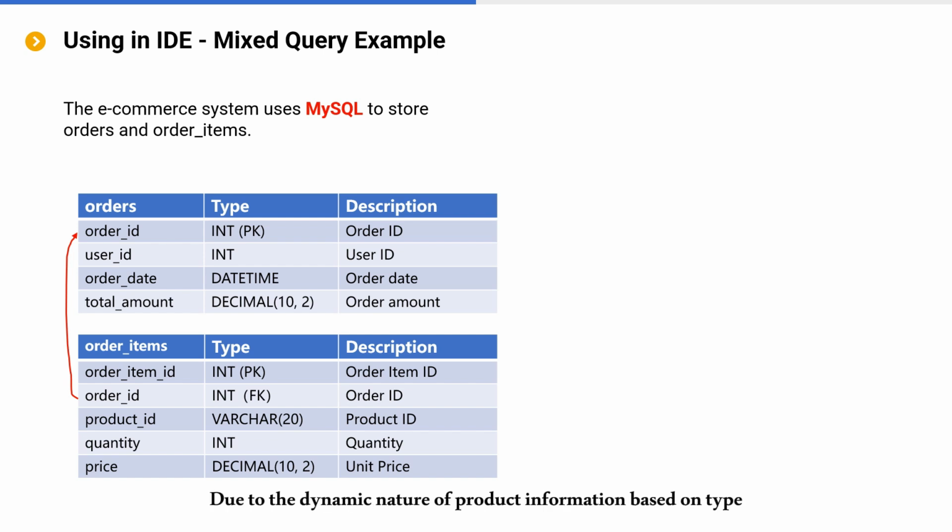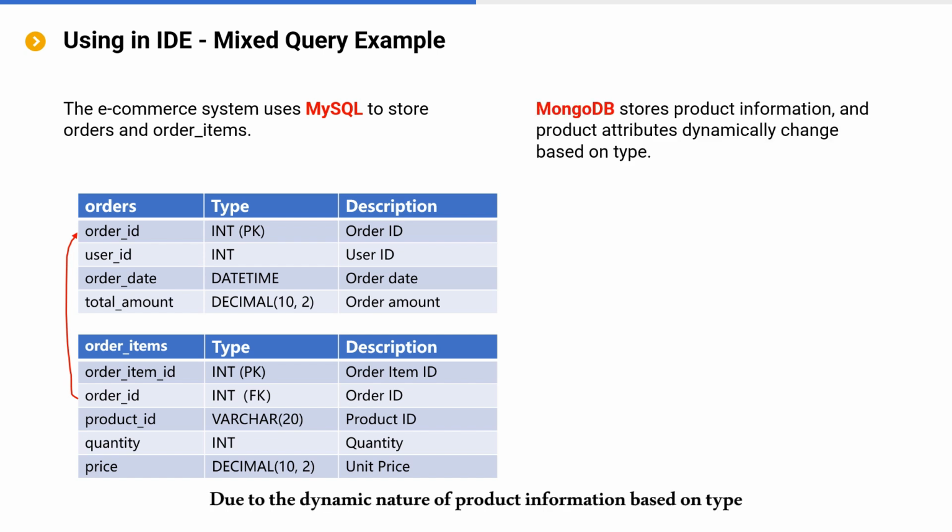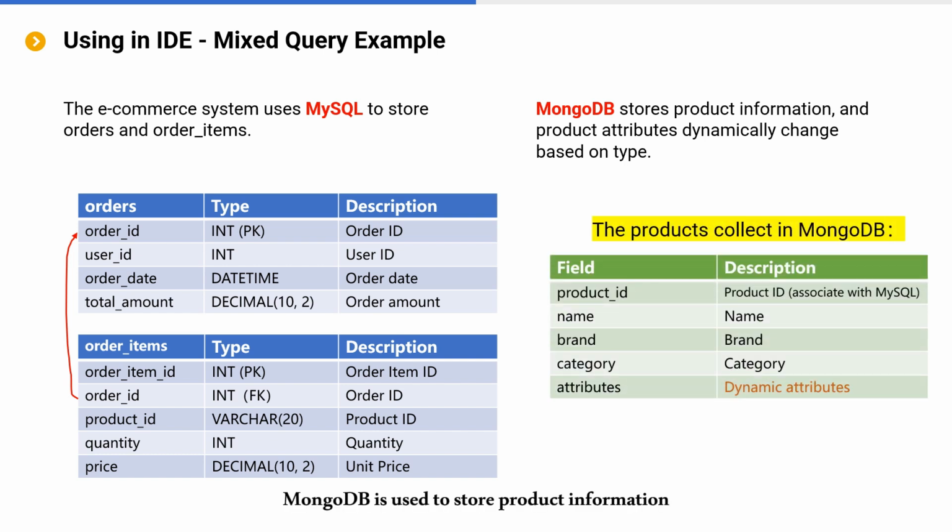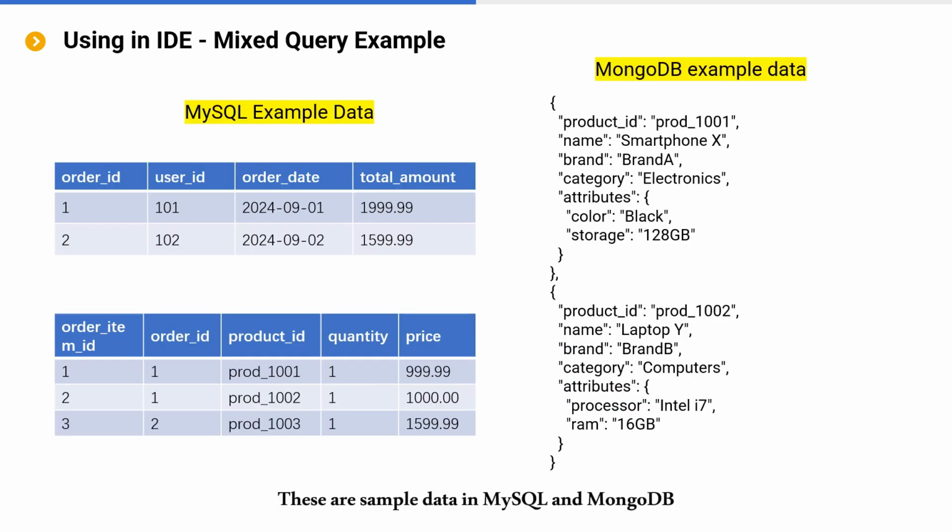Due to the dynamic nature of product information based on type, such as electronics having brand, model, and specifications, while clothing includes brand, size, and color, MongoDB is used to store product information. The attributes field accommodates dynamic attributes, and the product collection is associated with MySQL via product ID. These are sample data in MySQL and MongoDB.